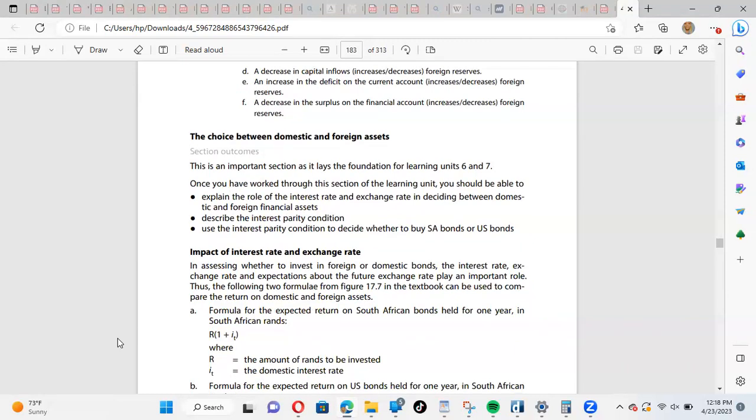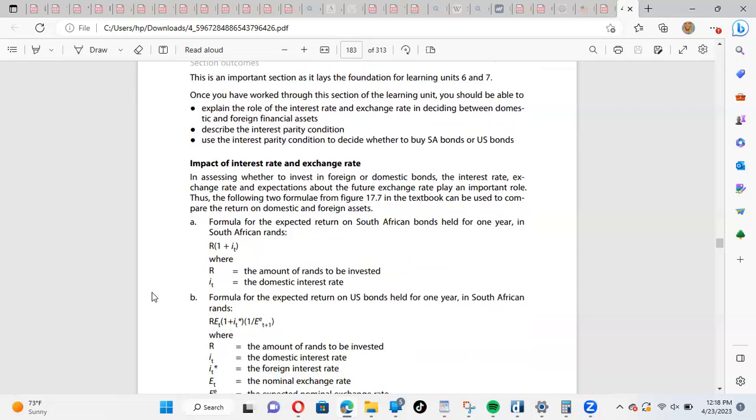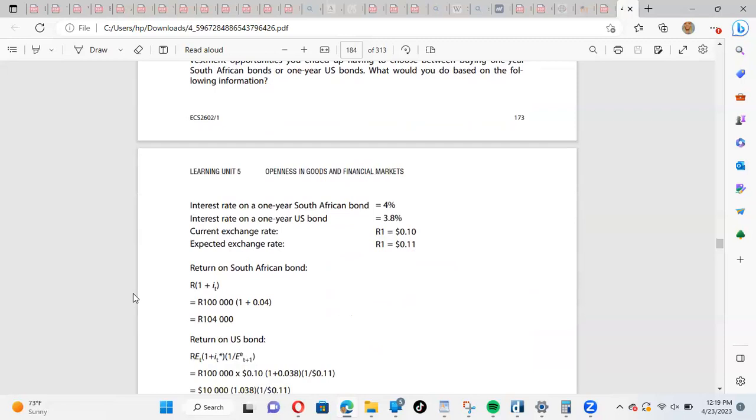All right, so the impact of interest rates and the exchange rates when you're looking at the choice between domestic and foreign goods. The interest rates we have already spoken about. You basically want to go for the one that pays the highest interest rates, right? But what about the exchange rates now? Let's have a look and see what happens to exchange rates there.